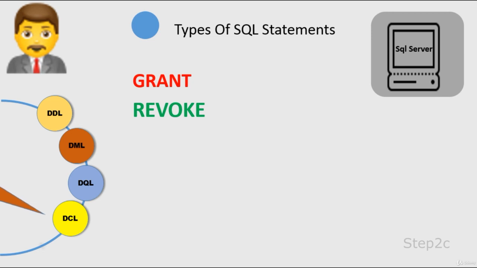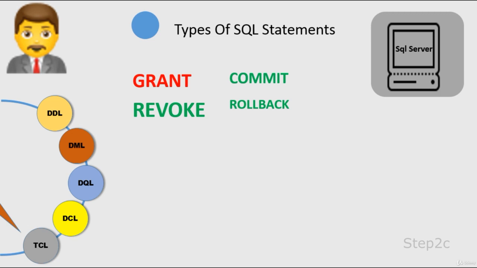And the final bucket is TCL, transaction control language statements. There are some commands that fall under TCL, and the first one is commit. When you make some changes and you want to save them, or make them permanent, we will use the commit statement. These are all advanced sections, so we will explain all these statements at the end of the course.